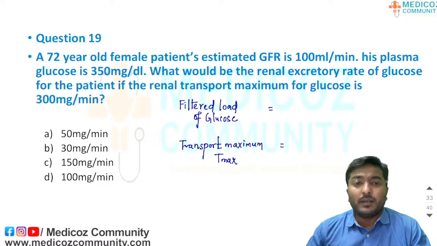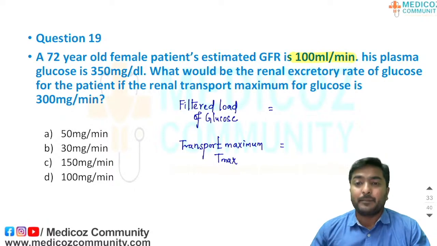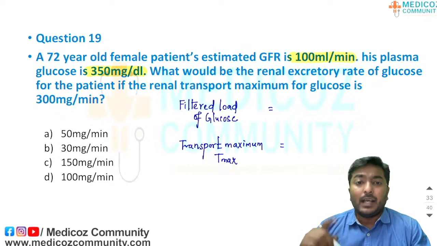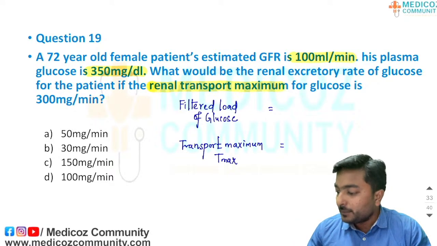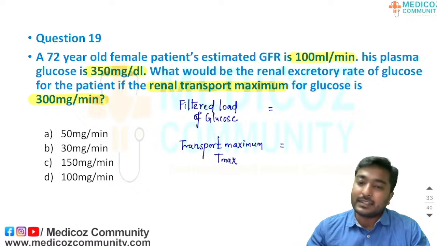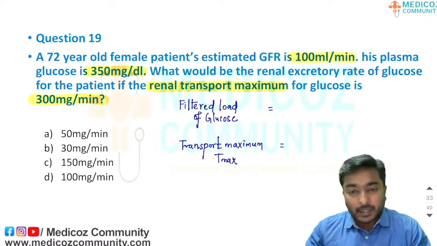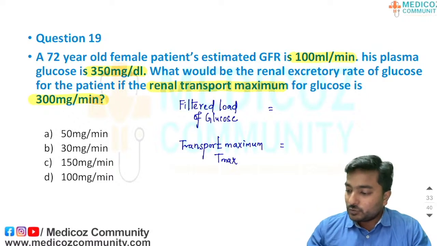A 70-year-old female patient, estimated GFR is 100 ml per minute. Her plasma glucose is 350 milligram per deciliter. What would be the renal excretory rate of glucose for this patient if the renal transport maximum, that is Tmax for glucose, is 300 milligram per minute? They are asking how much glucose is lost in the urine. If we have a GFR of 100 ml per minute and a transport maximum of 300 milligram per minute, what could be the answer for this?